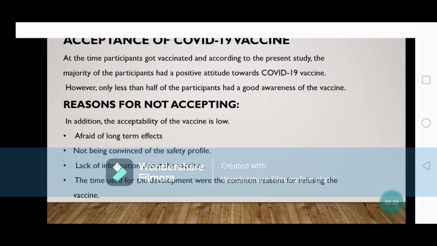Reasons for not accepting. In addition, the acceptability of the vaccine is low. Reasons were that they were afraid of long-term effects, they were not convinced of the safety profile, and there was a lack of information and awareness. The time used for the development was also a common reason for refusing the vaccine.